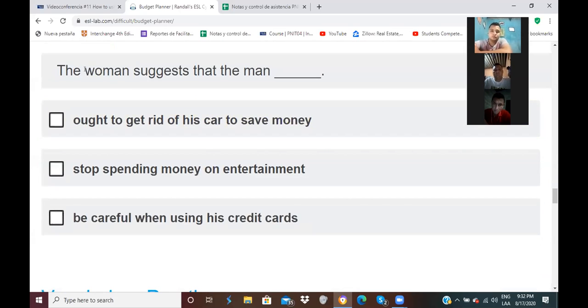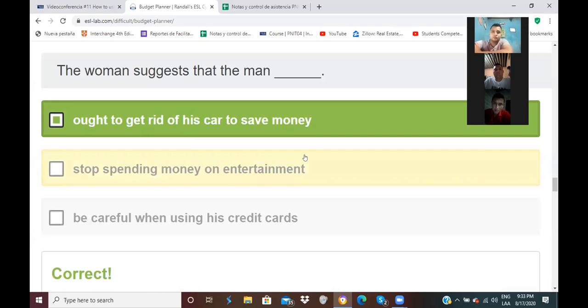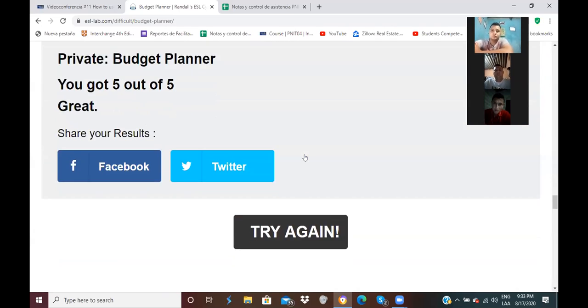The next one. The woman suggests that the man ought to get rid of his car to save money, stop spending money on entertainment, be careful when using his credit cards. Number one. To get rid of his car to save money, correct.